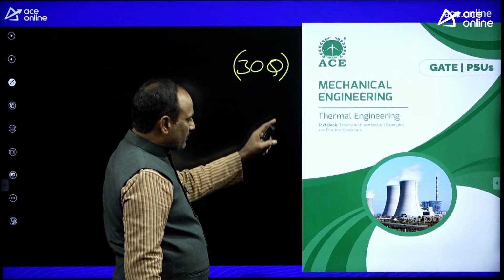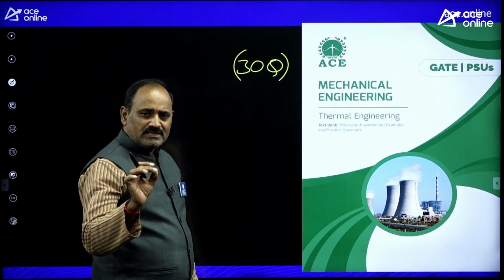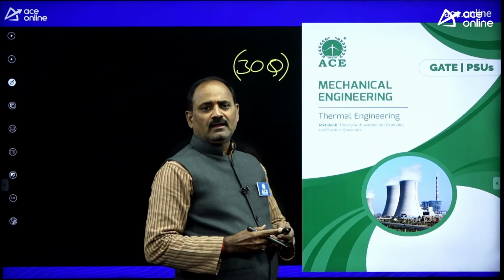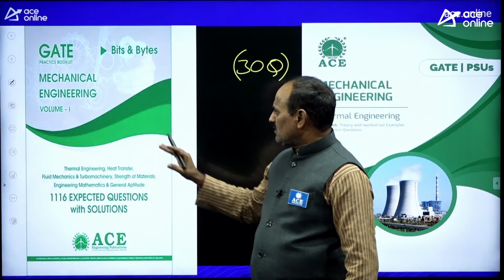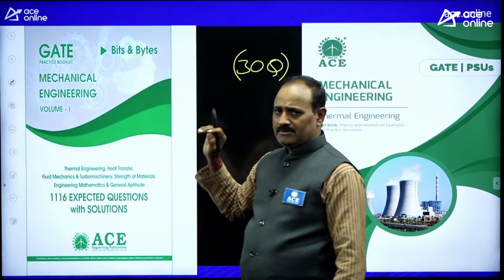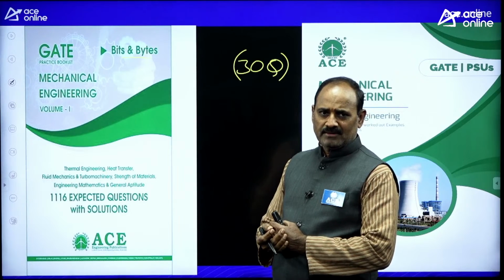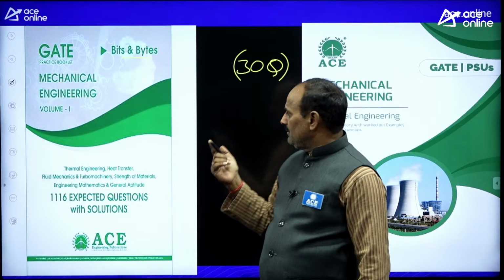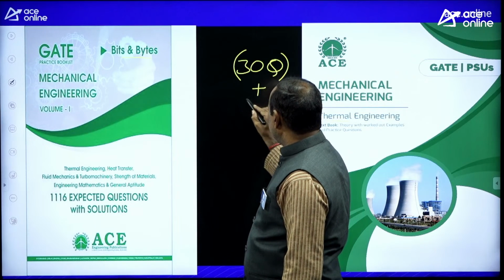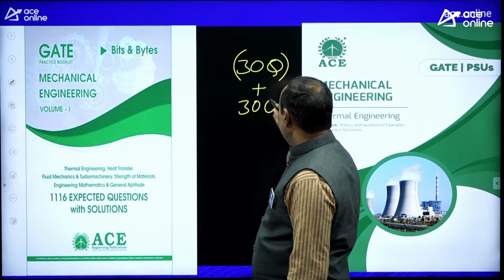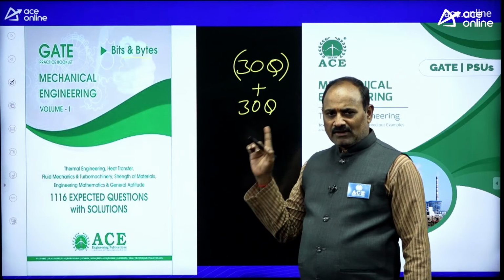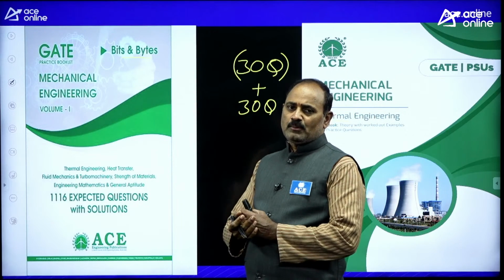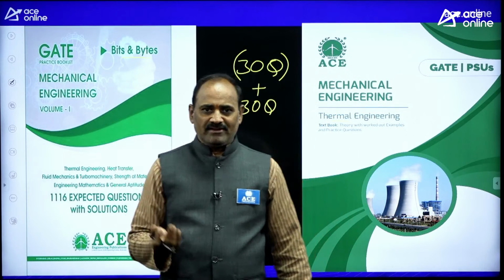Okay? After practicing 30 questions from each and every unit which are available in our material, then try to practice the questions from bits and bytes. These are very, very important questions. From the bits and bytes also, from each and every topic, you will find 30 more questions. After practicing the volume 1 problems and bits and bytes problems, then volume 2 is available.